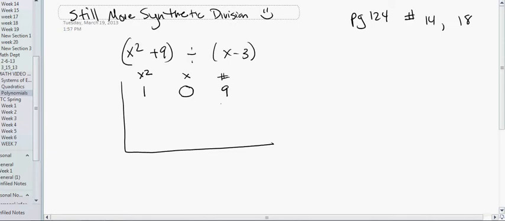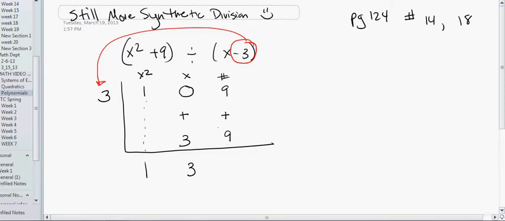Now I need a number to divide into all of those coefficients, and I'm going to use the -3, but I have to change its sign. It's going from being a factor to being a solution, so it becomes a +3. Now I bring down, start that whole process. Bring down the 1, multiply, 1 times 3 is 3. At the second column, 0 plus 3 is 3. Repeat the process. 3 times 3 is 9. Add down the third column, 9 plus 9 is 18.